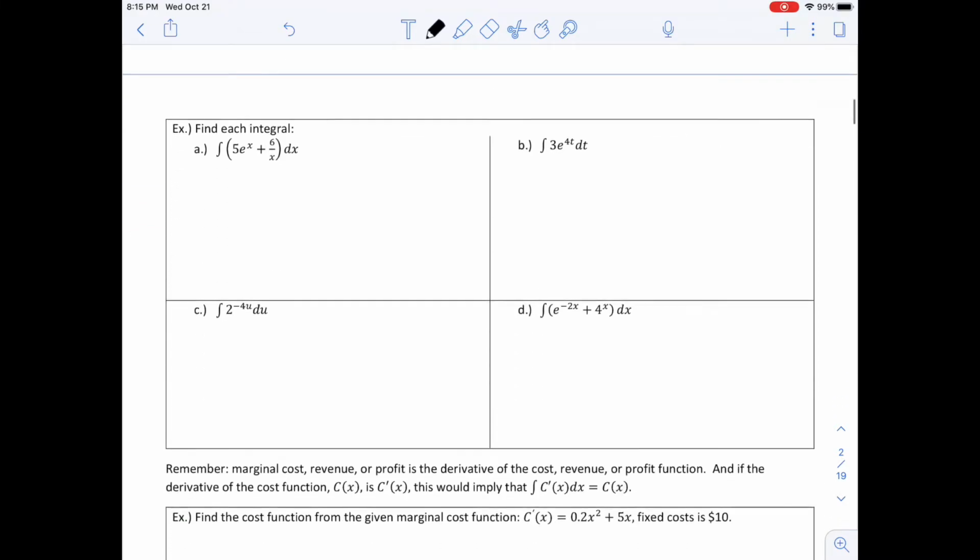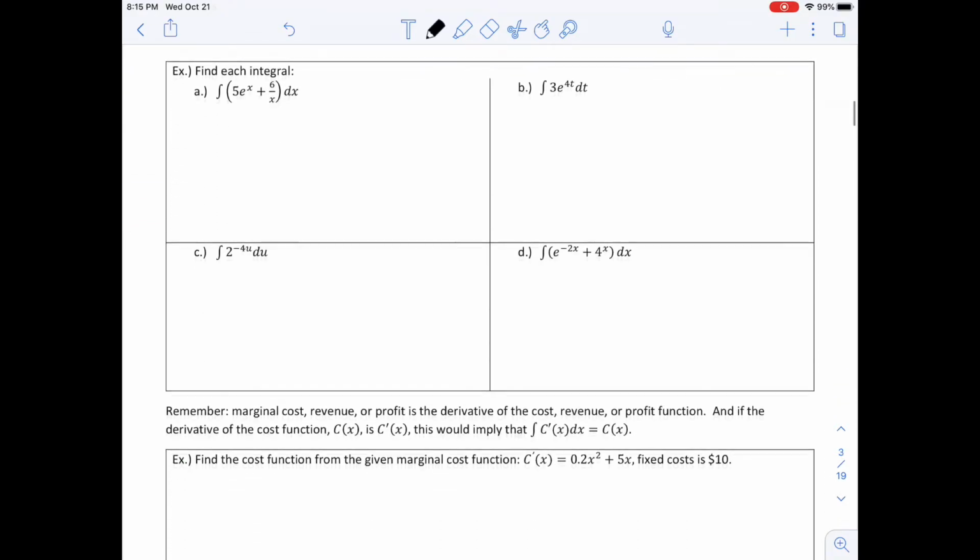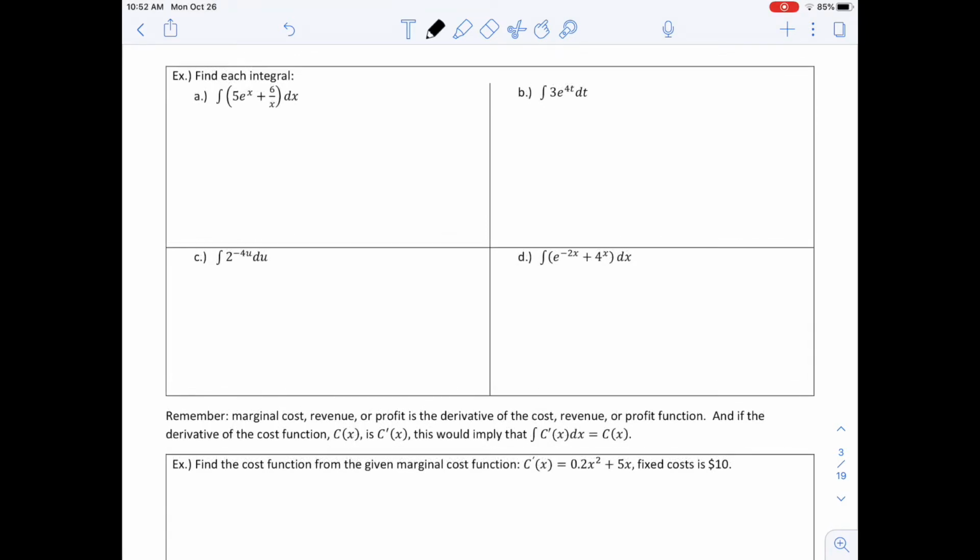We have some additional examples on the next page. The example at the top of the next page says find each integral. We have the integral of 5e to the x plus 6 over x dx. Taking the integral of each of these individually, 5 is just a constant. Integrating e to the x dx is just e to the x. Plus 6, which is just a constant, times 1 over x dx. The integral of that is just going to be the natural log of the absolute value of x. Again, indefinite integrals, we put our plus c.